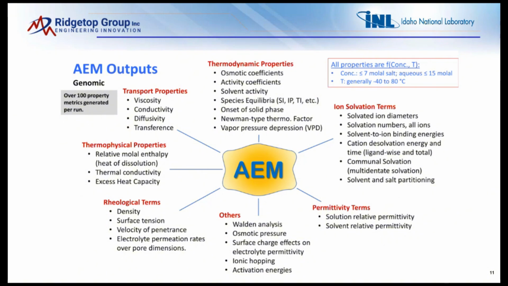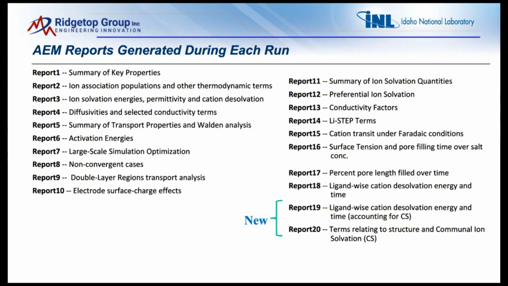Okay, next. And here's the reports generated with each run. Each report has a distinct set of properties that it contains, and so you can go directly there and find what I would consider to be a genomic level report on different electrolyte properties.